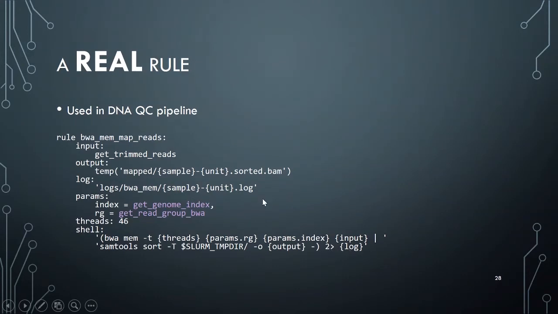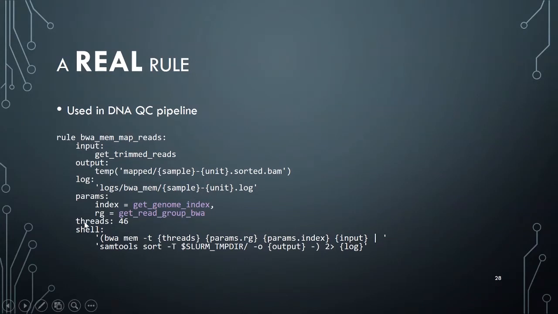In this case, I'm using inputs, outputs, logs, parameters, and in the case of the parameters, I'm also using functions. Since I wanted it to be dynamic, I have different genomes that I'm mapping to. Get genome index actually figures out from a configuration file that I give with the sample data set what genome it's trying to map to. And then the RG is just the read group, if you're familiar with that.